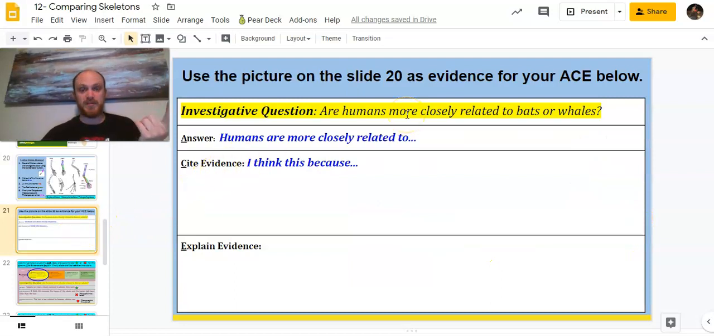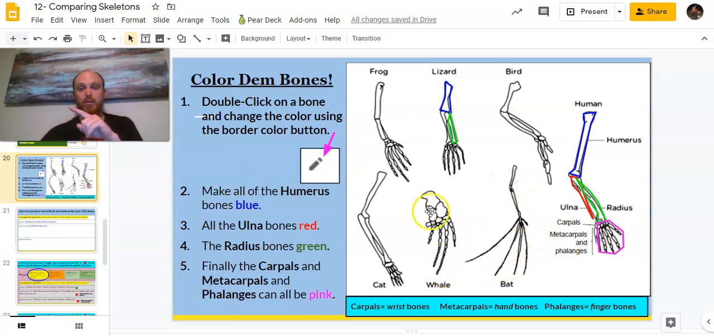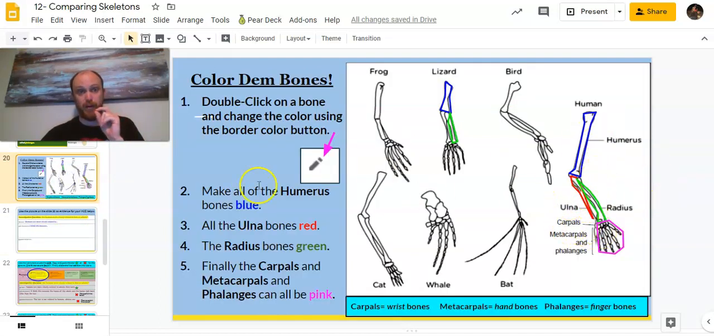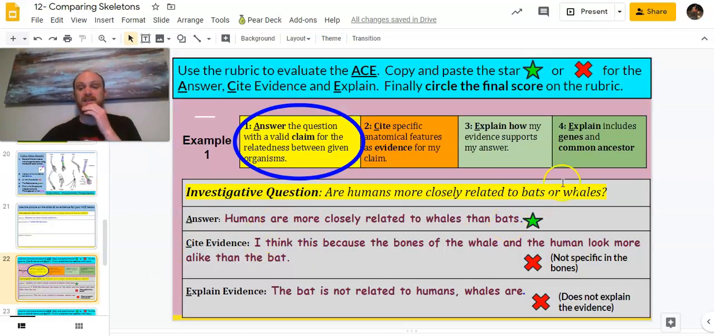Are humans more closely related to bats or whales? I want you to use what you see as evidence. I want you to work on citing specific bones, which I named for you, remember, as evidence for why you think humans are more closely related to the bat or the whale. Okay, after you do that, you can come to this slide.